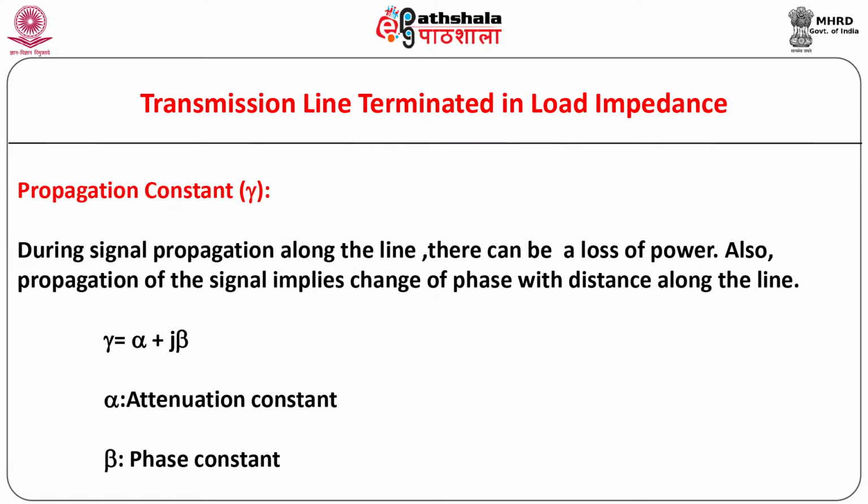What is propagation constant? As the signal propagates along the line, there can be a loss of power. Also, propagation of the signal implies change of phase with distance along the line. To account for these two variations, propagation constant gamma is supposed to be made up of two physical quantities, namely the attenuation constant alpha and the phase constant beta. Thus, we have the relation gamma is equal to alpha plus j beta.